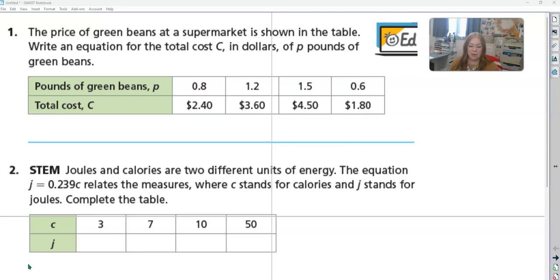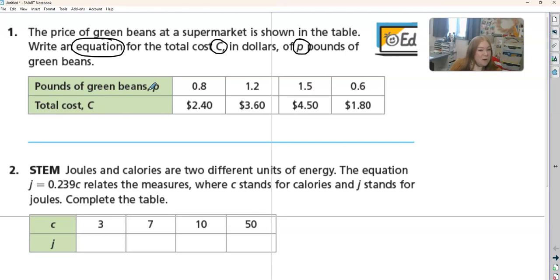All right, for practice 10.1, we are going to do problems 1 through 6 here. So this first one tells us the price of green beans at a supermarket is shown below in the table. Write an equation. So we need that equal sign for the total cost C in dollars. So our cost is money, P is pounds. So we're trying to figure out this pattern of how we're getting from one to the other here.